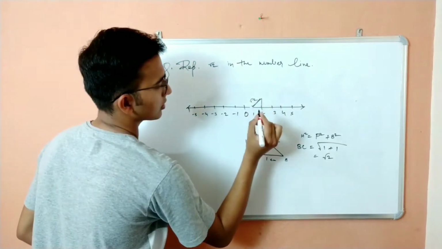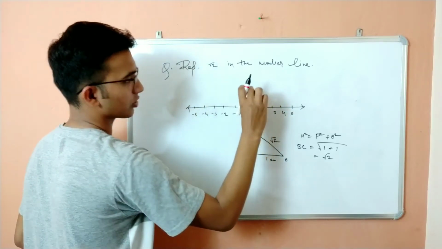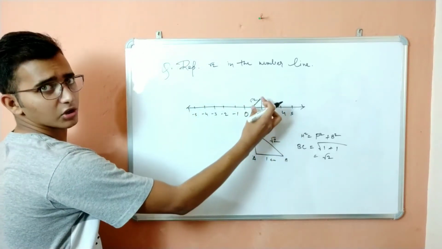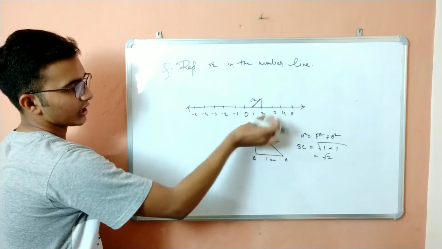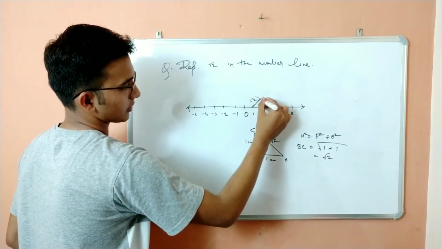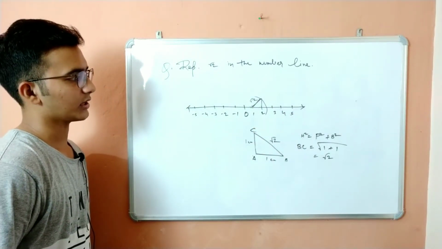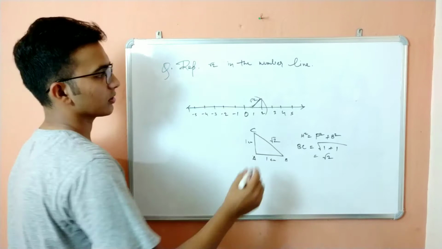The arc will look something like this. Let me draw. You will take this one and draw an arc like this. So the arc will look somewhat like this. Not like this, I guess.